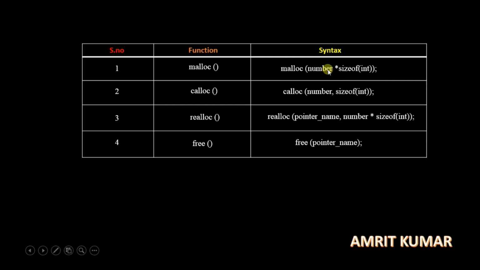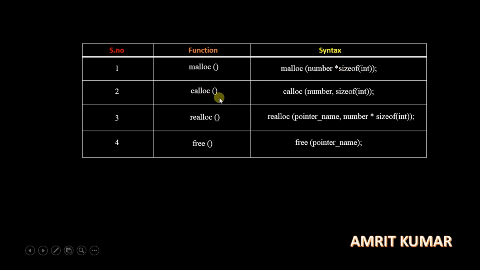Suppose I give the number 5 here, so 5 multiplied with the size of integer, and we know that the integer size is 2 bytes. So 5 into 2 is going to be 10. So 10 bytes of memory is going to be allocated during the execution of the program, and this is the work of the Malloc function. It allocates memory during the execution of the program, and that's why it is known as dynamic memory allocation.